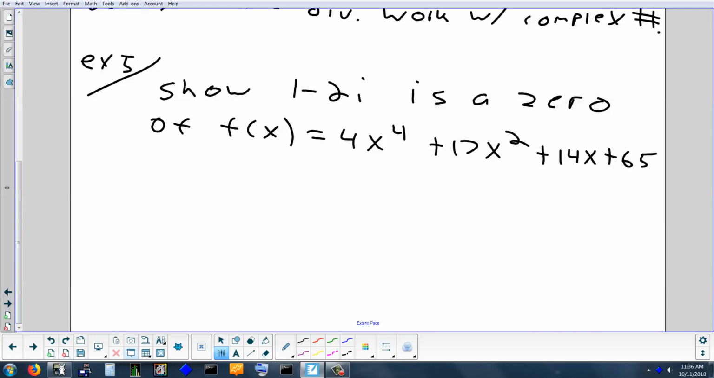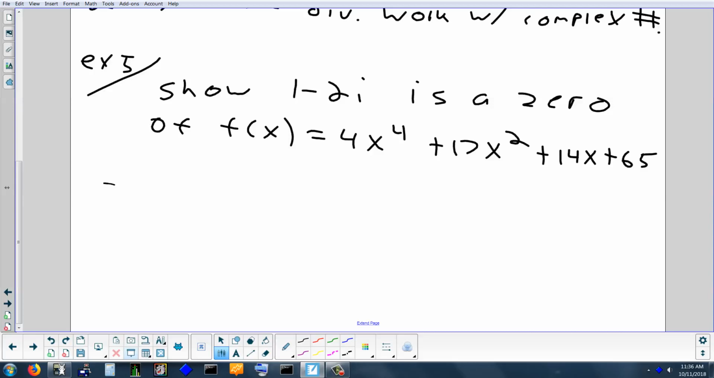Now, what's that the same as showing? If 1 minus 2i is a root, I could show that, what else? It's one of those statements we mentioned earlier. It's not an x-intercept. That's not going to work here because that's imaginary. But if 1 minus 2i is a root, what else do I automatically know? Yeah? That 1 plus 2i is a root. Okay, so yes, that is true. If 1 minus 2i is a root, 1 plus 2i is a root.